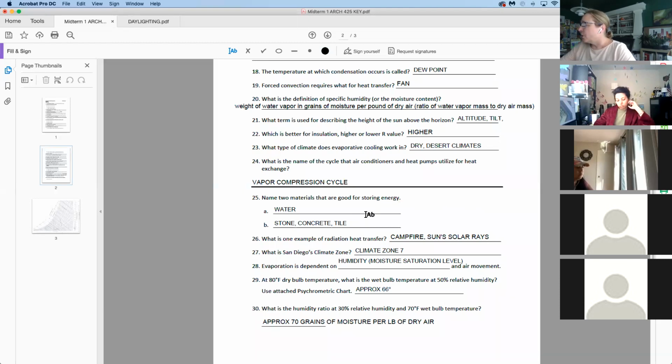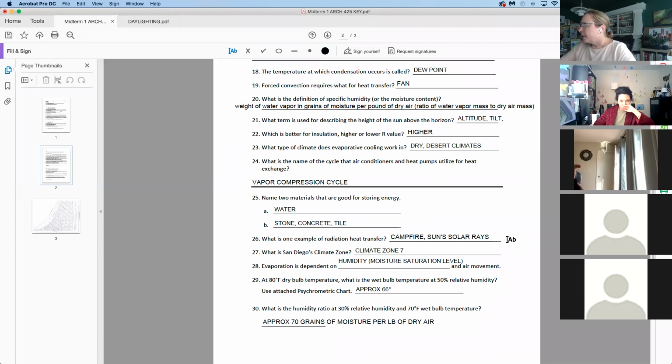Number 25, two materials that are good for storing energy. There's a variety of answers here: water, stone, concrete, tile. I did accept metal. Metal is much better at conducting heat, but it does store energy, so that was an acceptable answer also. I can't think of any good passive design examples though where I've ever seen metal used as the energy storage, other than when we start talking about chemical energy storage for battery systems.